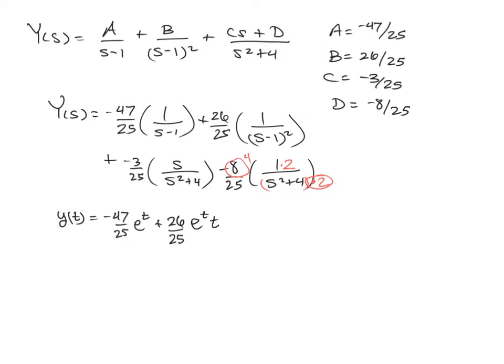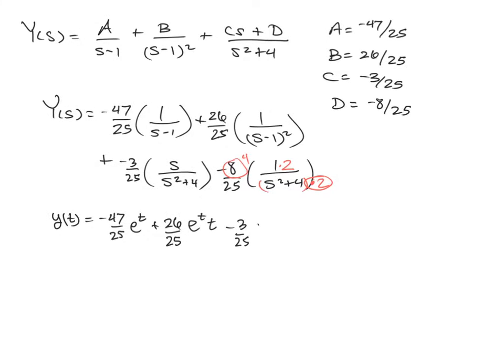The next term is going to be negative 3 over 25 cosine of 2t. And then finally, the last term is negative 4 over 25 sine of 2t.